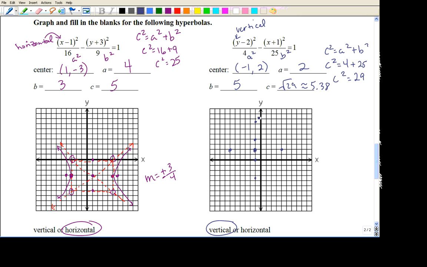Okay, so we're not going to connect the c values here, only the a and the b. So then we're going to have this little central rectangle. Let's do it in another color so we can see. Whoops, too far. Okay, and then since we're here, we can sketch in the asymptotes.